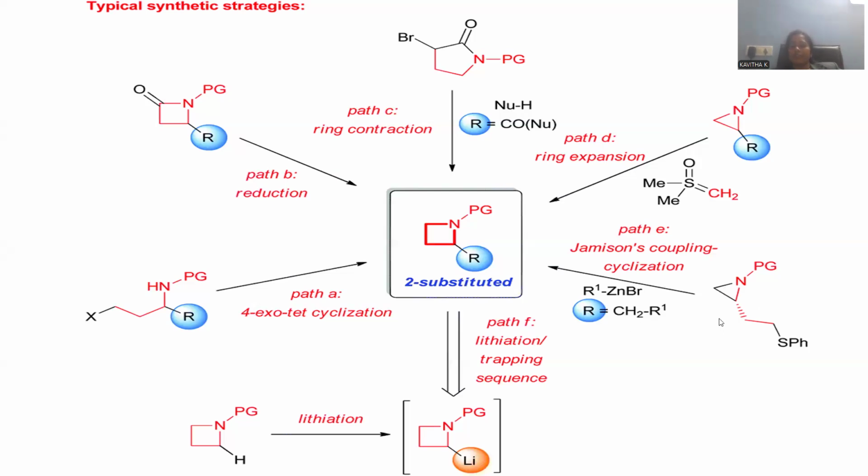Whenever this alkyl group is present, that CH2 will be inserted within the molecule, giving rise to a four-member ring system. These are the ways to achieve these four-member ring systems. These are some other typical synthetic strategies to synthesize this azetidine molecule.